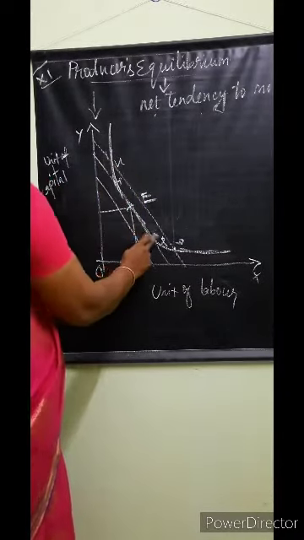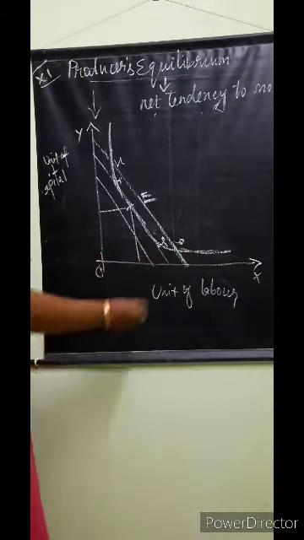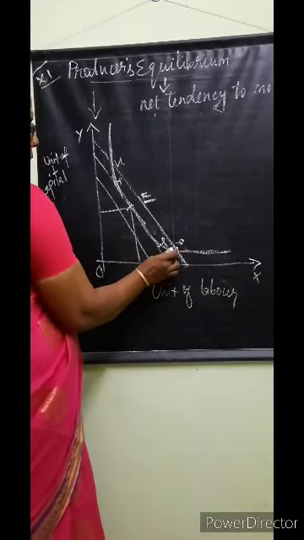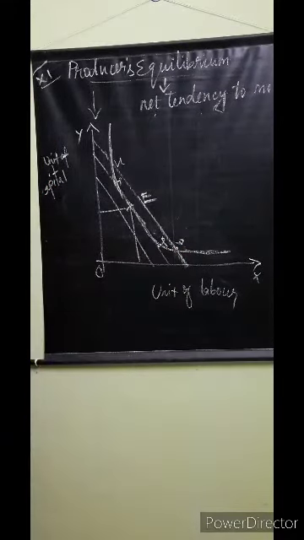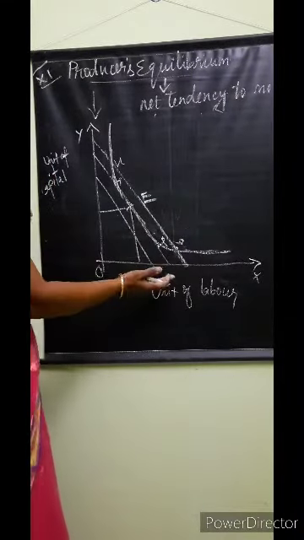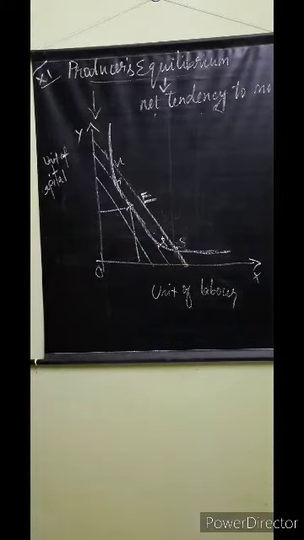Why? Beyond this cost line, they cannot produce, isn't it? It is not possible to produce in this line because the combination is not least. This is not optimum. The combination should be optimum. It should be utilized in an equal manner. We should not give much importance to one factor alone. Equal importance should be given. So at the point E only, the producer will get equilibrium.